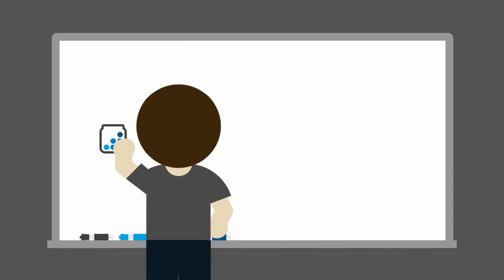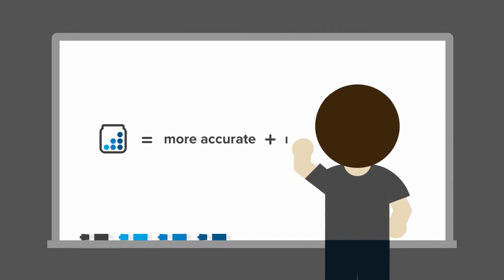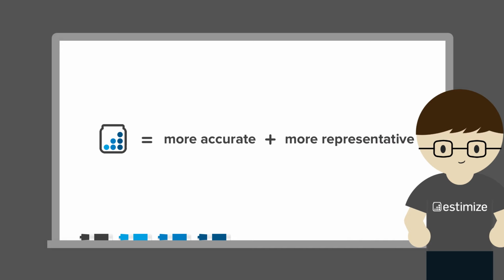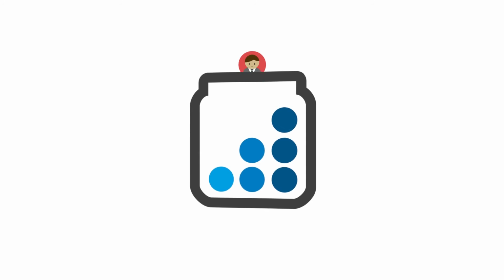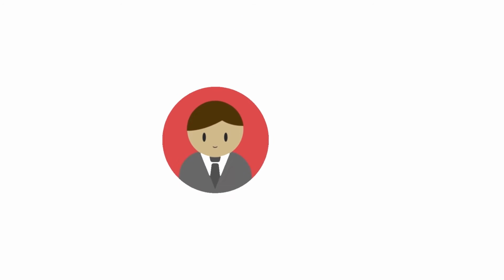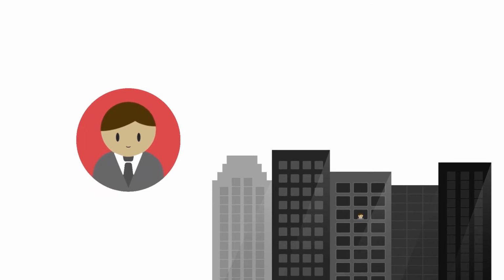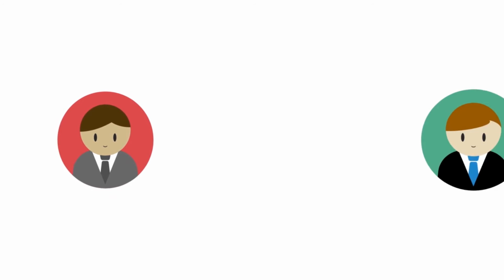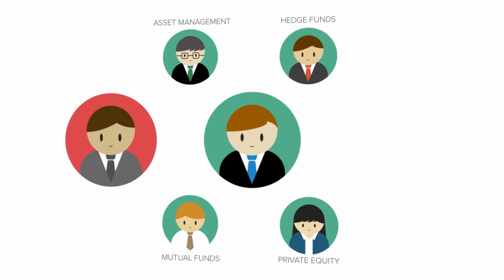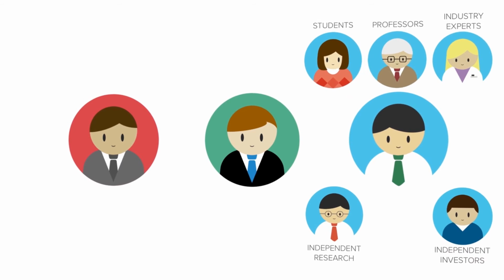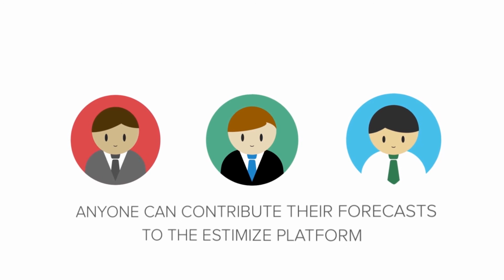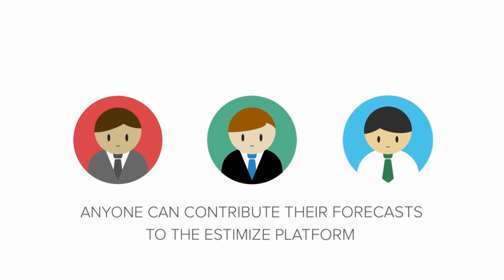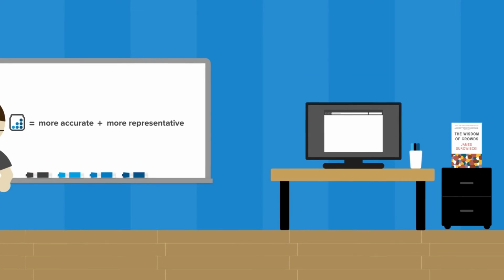That is why, in 2011, Estimize set out to build a better earnings data set. How? Well, Estimize crowdsources earnings estimates, but we crowdsource not only from the sell-side analysts that make up the Wall Street consensus, we also collect data from the buy-side and from independent contributors. Essentially, anyone can submit their forecasts to the Estimize platform. We think this just makes sense.